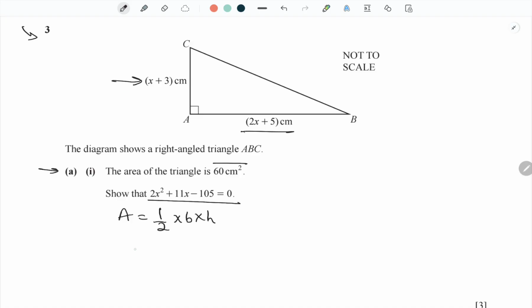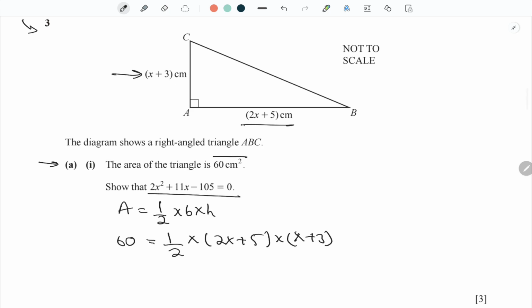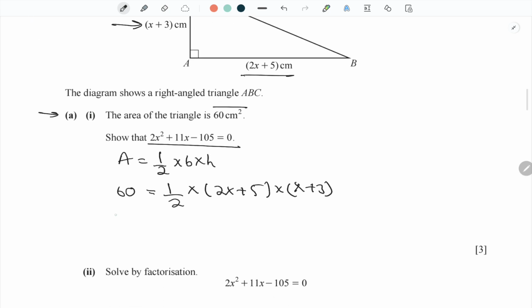That is this one. So we simply plug in the values, and we already have area that is 60, or 1 over 2 times b, that is 2x plus 5, right? And the h we have is x plus 3, right? So we have 60 on this side, so it's multiplying on the other side. 2 times 60 we have 120. So 120 equals 2x plus 5 times x plus 3, right?